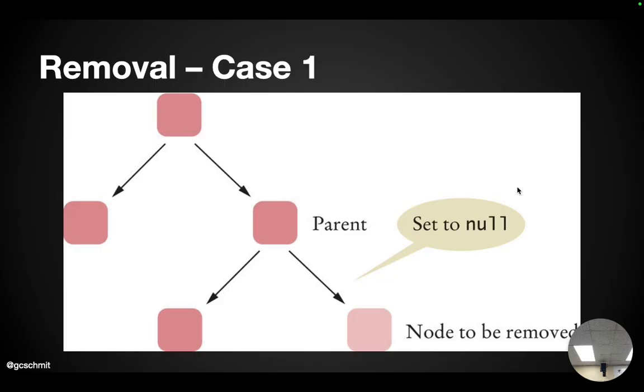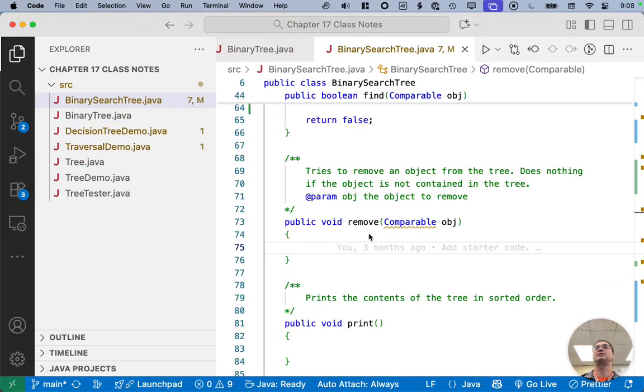So we're going to code the easy case first. We need to find the node to be removed. And then we simply tell its parent, hey, this child is now null because we removed this node. So not too bad. So let's do case 1 first. And we're going to break this down case by case in terms of some comments as well.